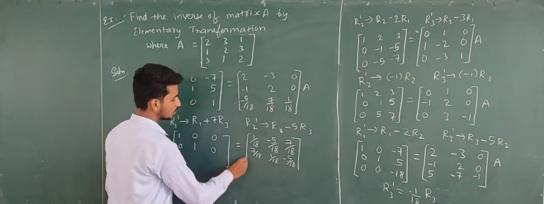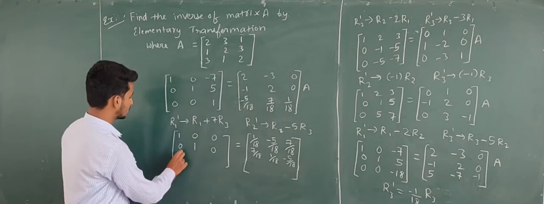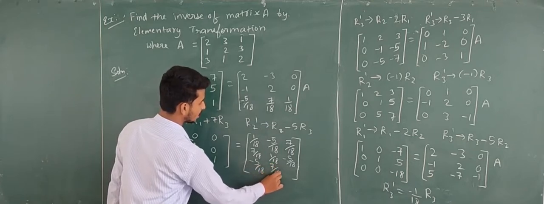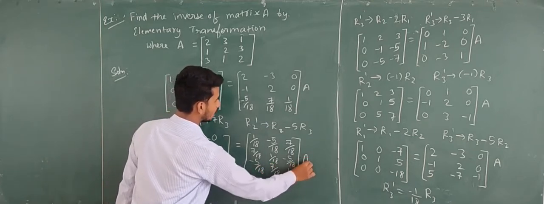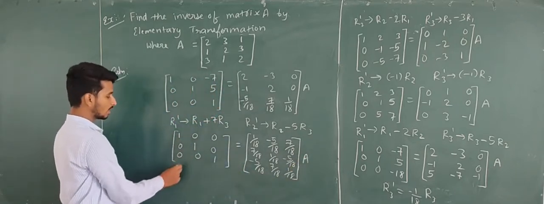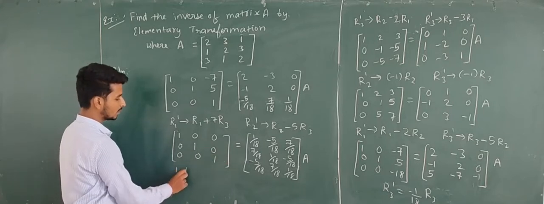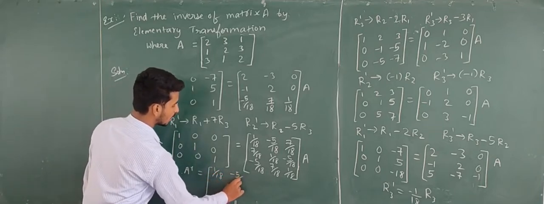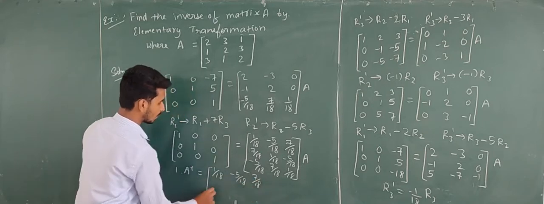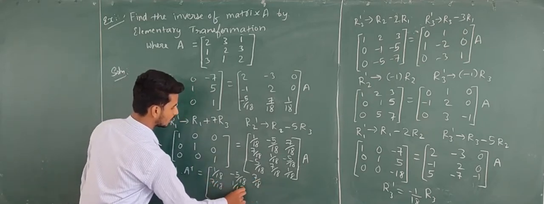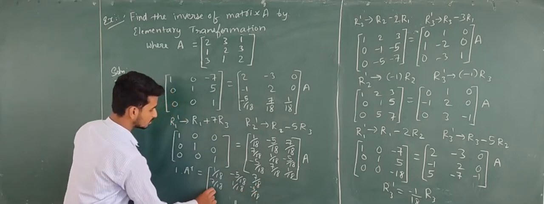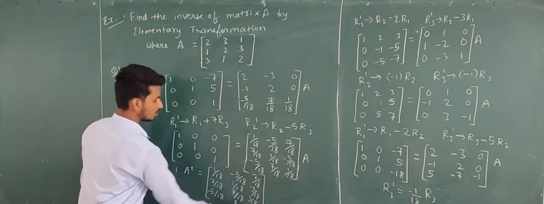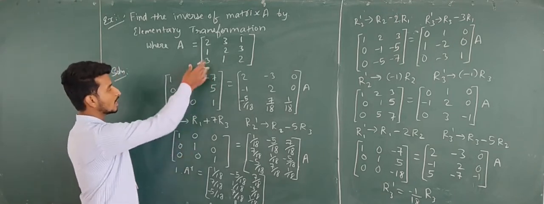Now the last term is as it is, 0 0 1. So this is minus 5 by 18, this is 7 by 18, and this is 1 by 18, into A. So this identity matrix will be I. If you take this A, A inverse is equal to 1 by 18, minus 5 by 18 and 7 by 18; 7 by 18, 1 by 18, minus 5 by 18; minus 5 by 18, 7 by 18 and 1 by 18. So this is your A inverse for the given matrix A.